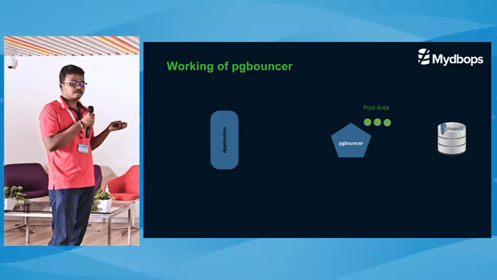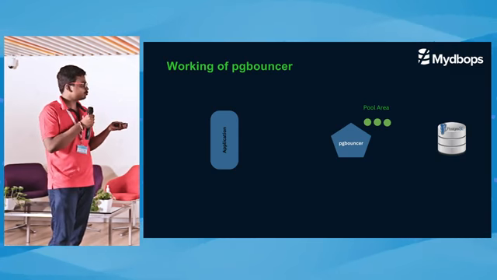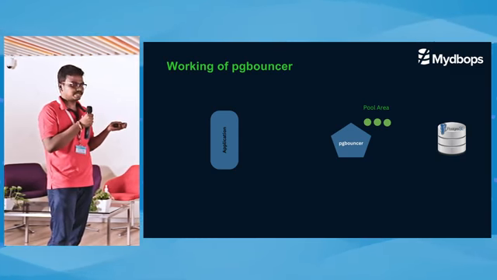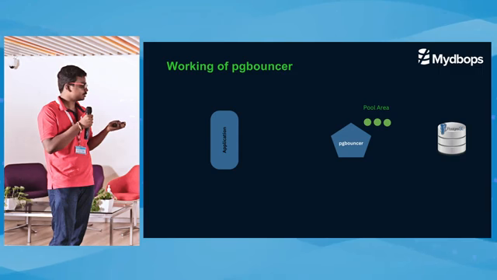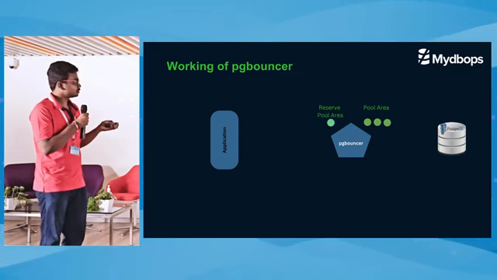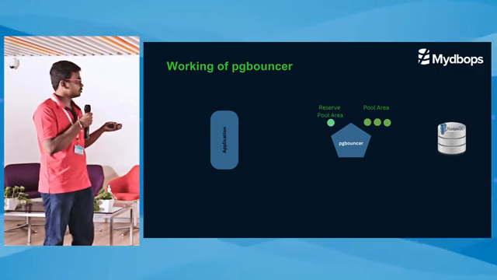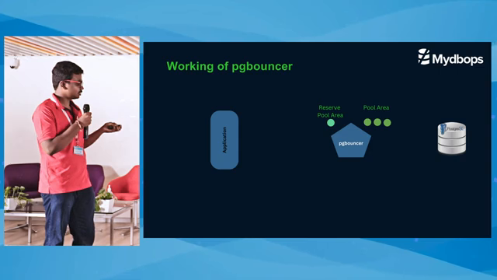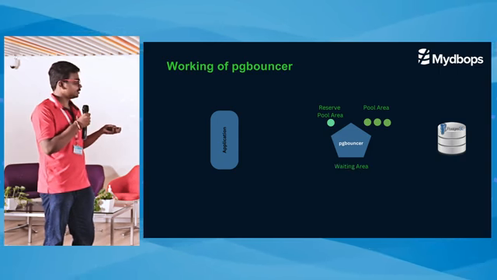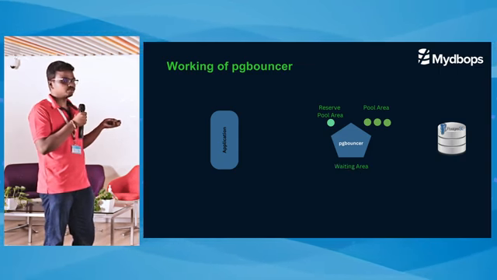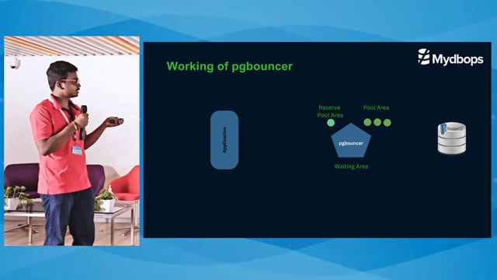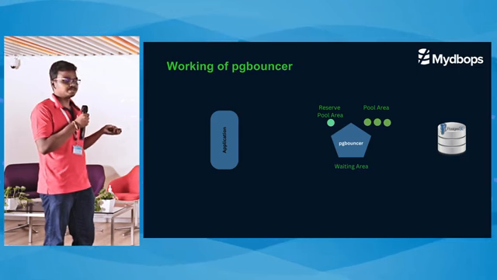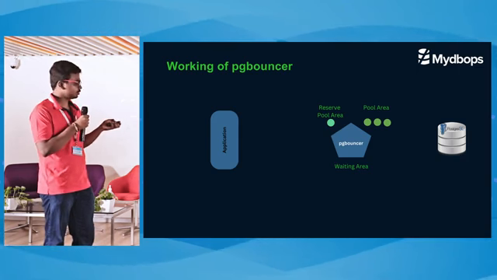Now as per my configuration, my pool size is 3, so I have 3 connections already available in my pool area. My reserve size is 1, so 1 connection will be available and it is always reserved. And consider this as the waiting area. Connections which don't get a connection from the pool will be put into the waiting area.